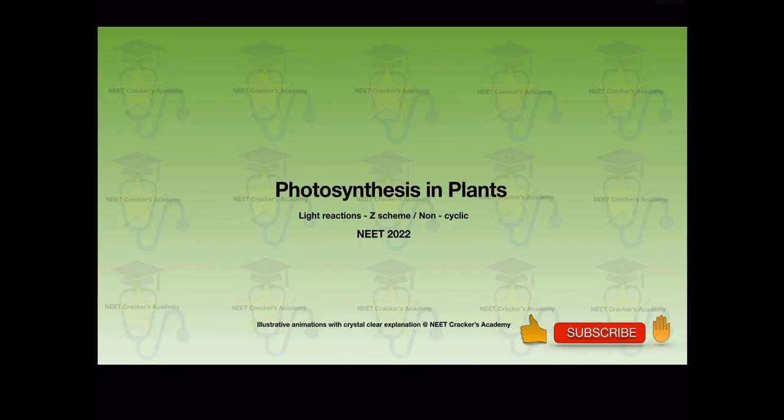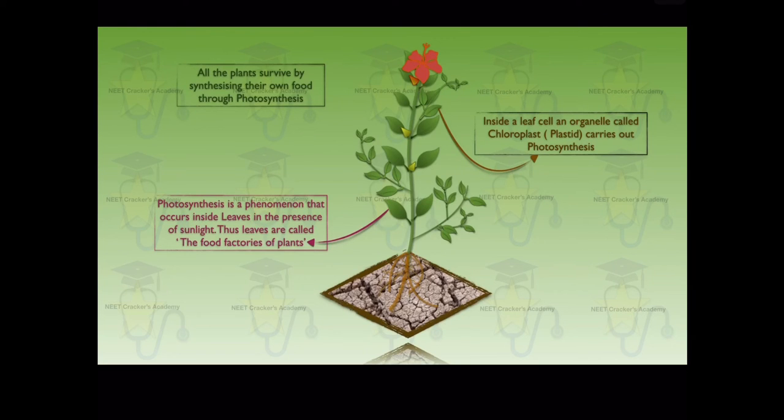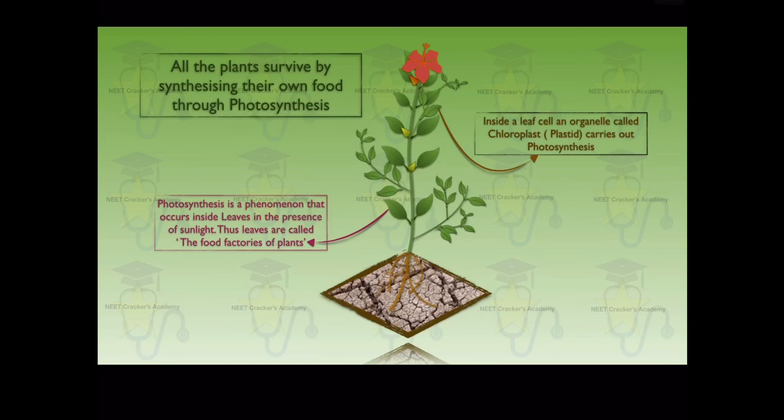Photosynthesis in plants, non-cyclic photophosphorylation. Plants are the most fascinating organisms on the earth. They are autotrophs, which means they cook their own food by photosynthesis, in the presence of sunlight and chlorophyll. Okay, but where do they cook their food? Basically in leaves. We simply call the leaves the food factories of plants.